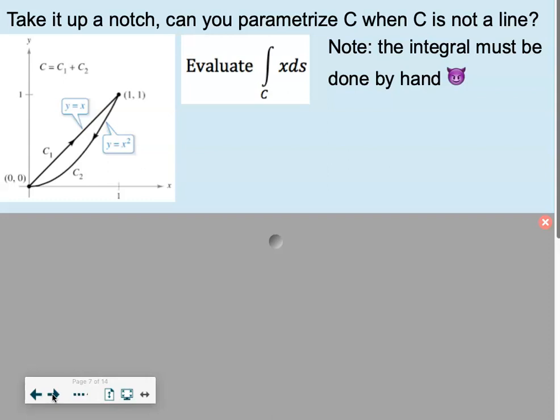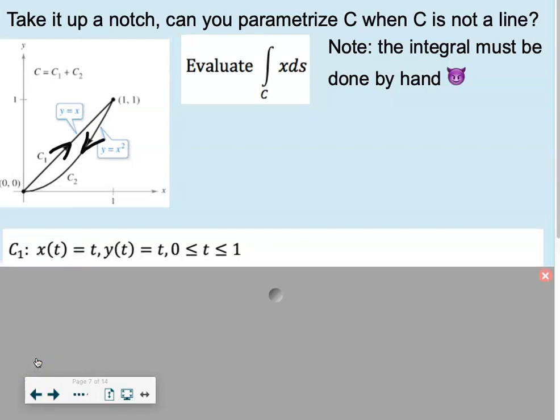It's okay. So your C sub 1 is really simple. It's just the vector t, x equals t, y equals t from 0 to 1. Everybody should have gotten that without too much trouble, right?